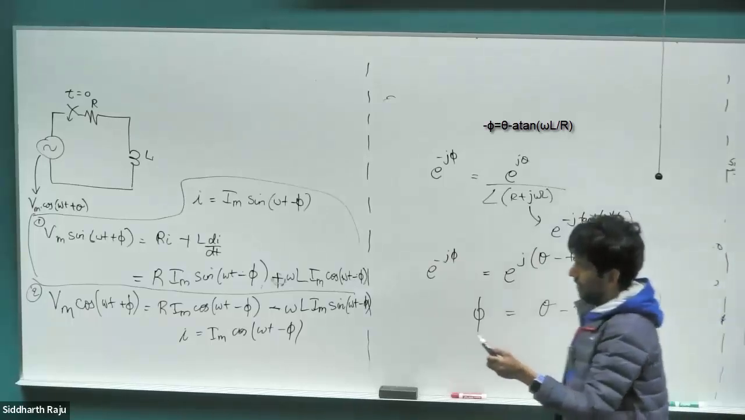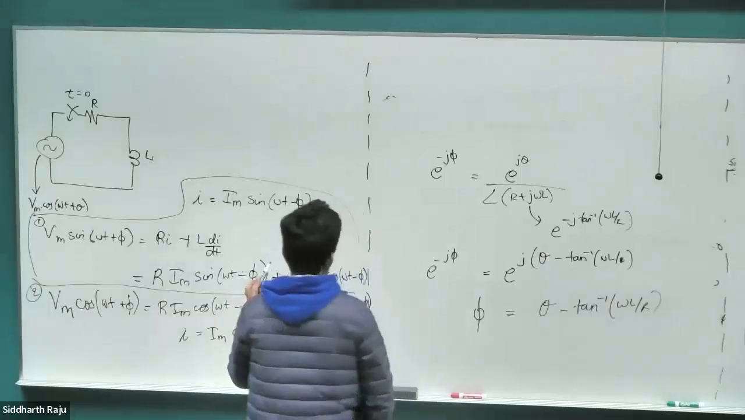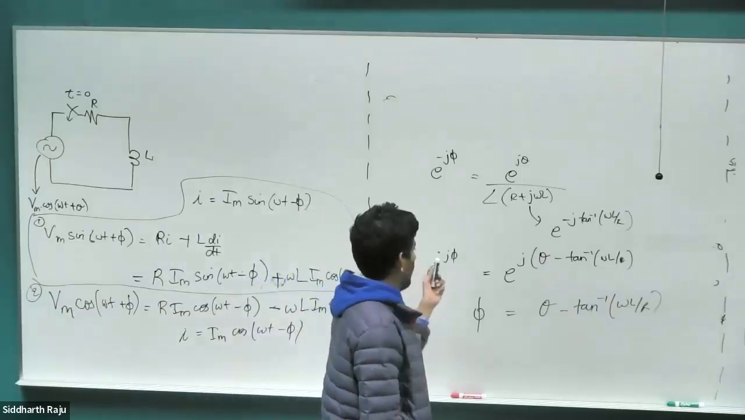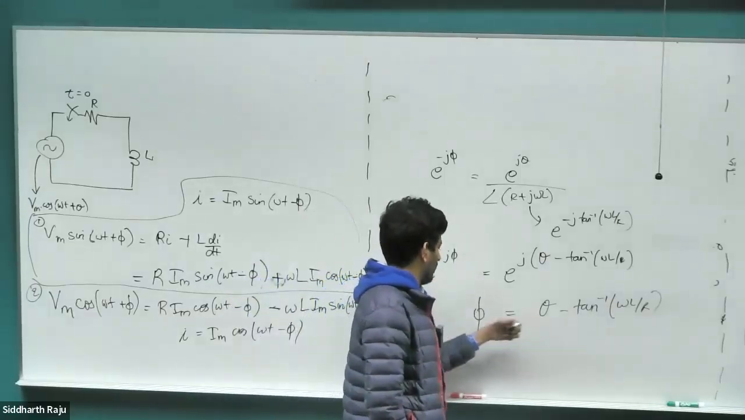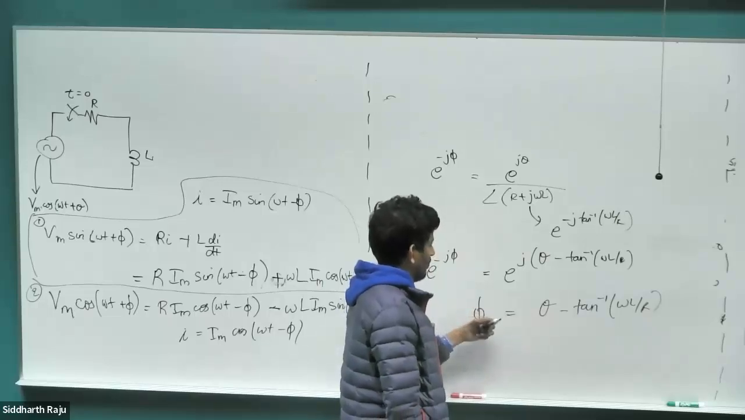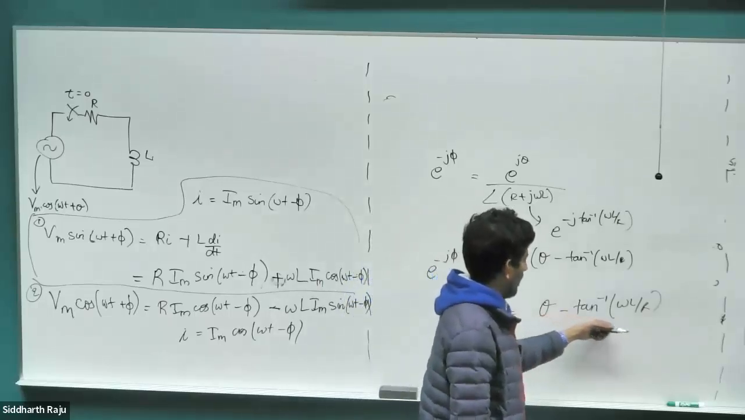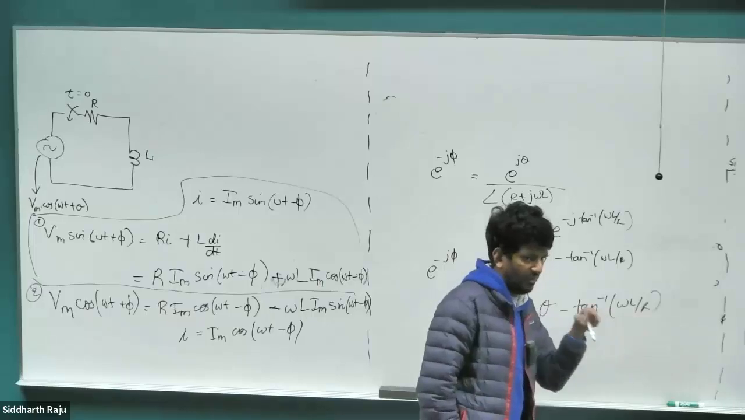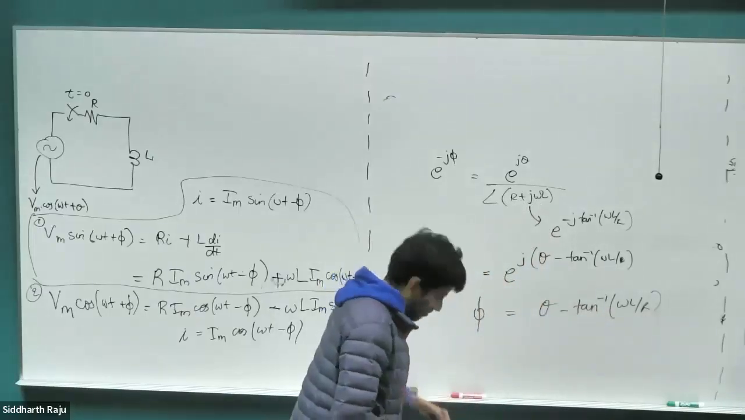If your voltage started at time t equal to 0, for sine omega t plus theta, if theta was 0, then the current is going to be delayed. The current is going to reach 0 at some time later, which is given by this phase angle, tan inverse omega L by R. Right? Everybody clear so far?